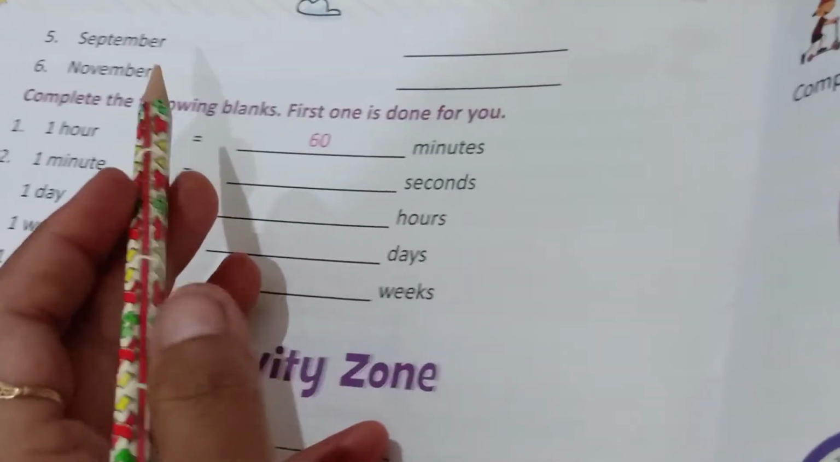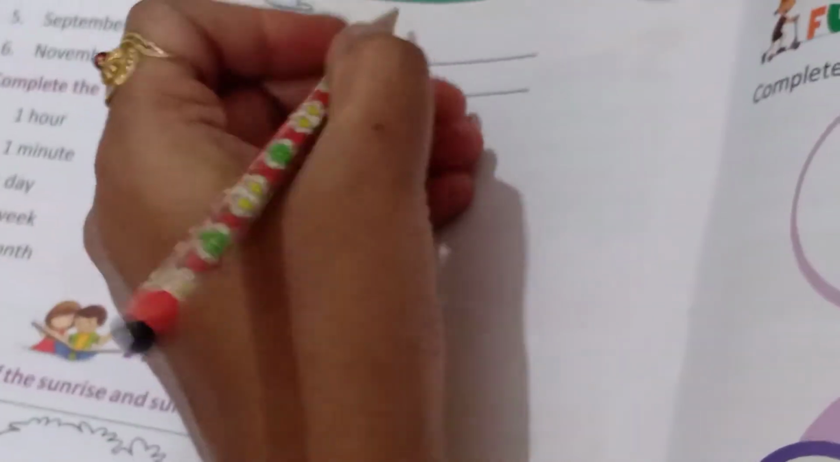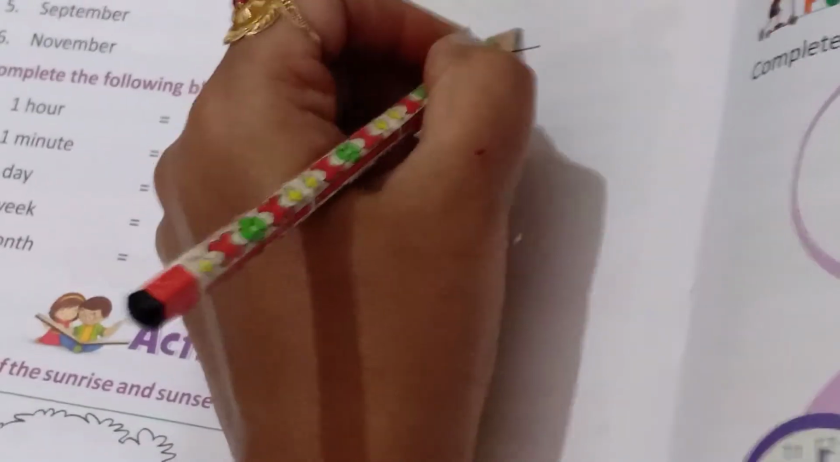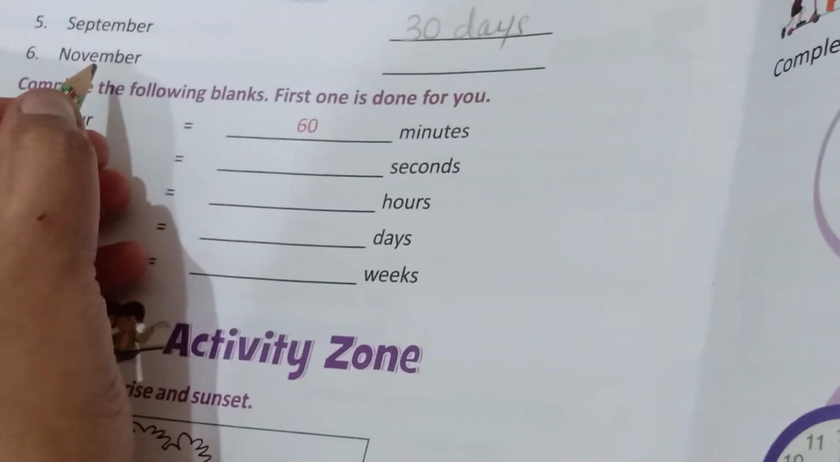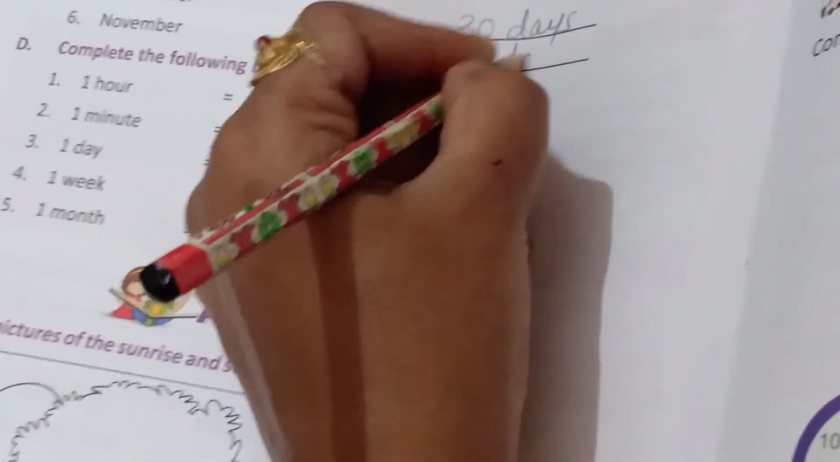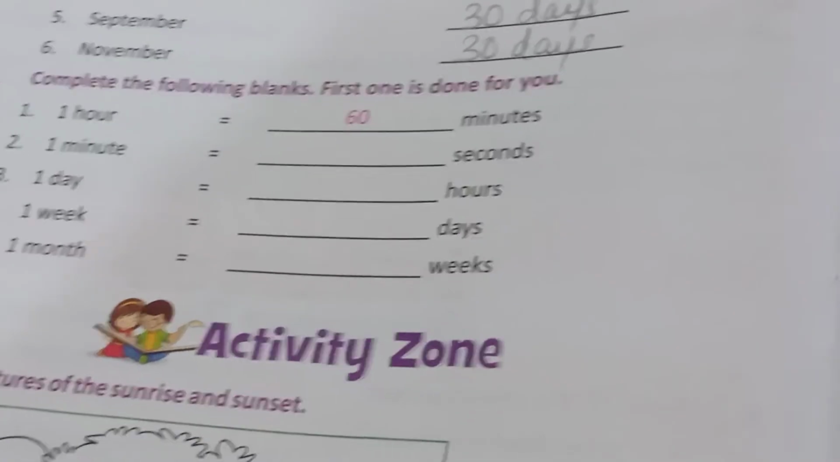Okay, now turn the page. Coming to the September month, fifth part is the September. So September month has 30 days. Then coming to the last part, sixth part, November. November also has 30 days. So we will write 30 days. Is that clear? I hope this exercise is clear to you all.